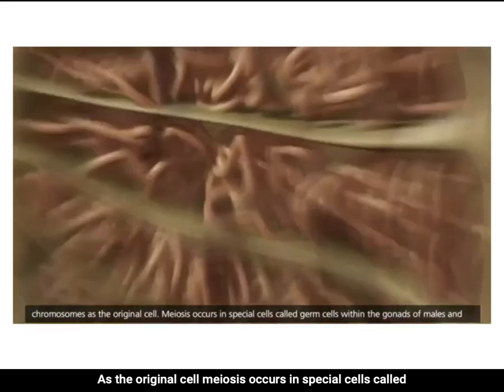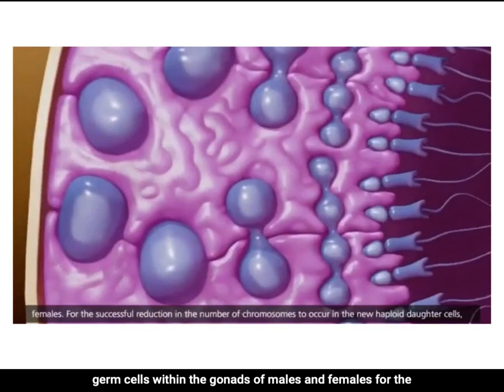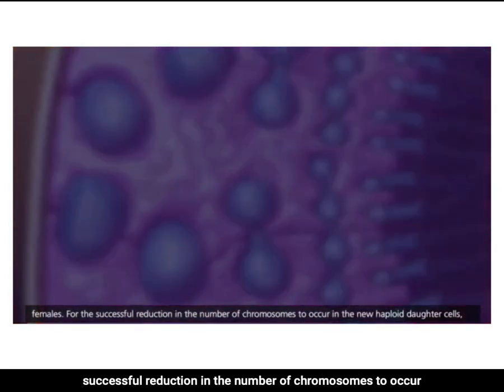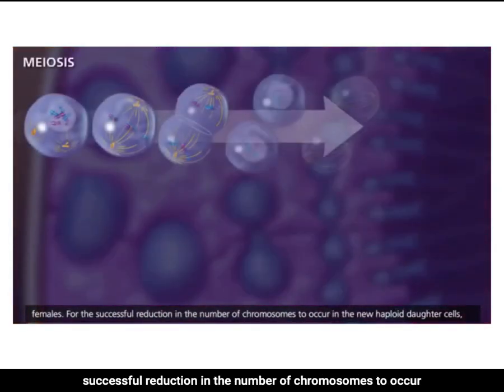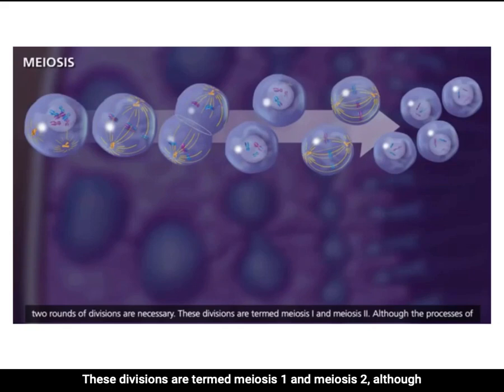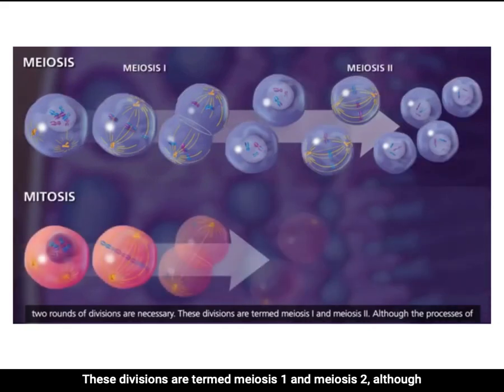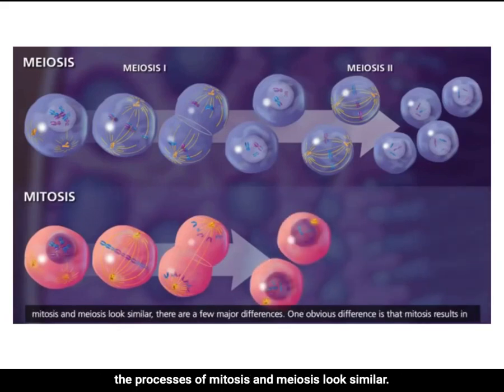Meiosis occurs in special cells called germ cells within the gonads of males and females. For the successful reduction in the number of chromosomes to occur in the new haploid daughter cells, 2 rounds of divisions are necessary. These divisions are termed meiosis I and meiosis II. Although the processes of mitosis and meiosis look similar, there are a few major differences.